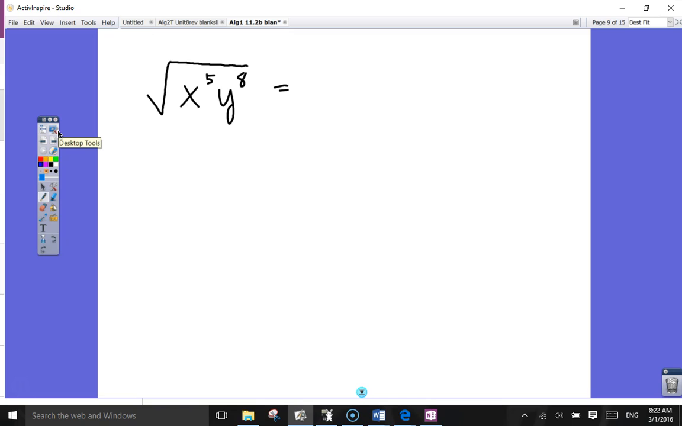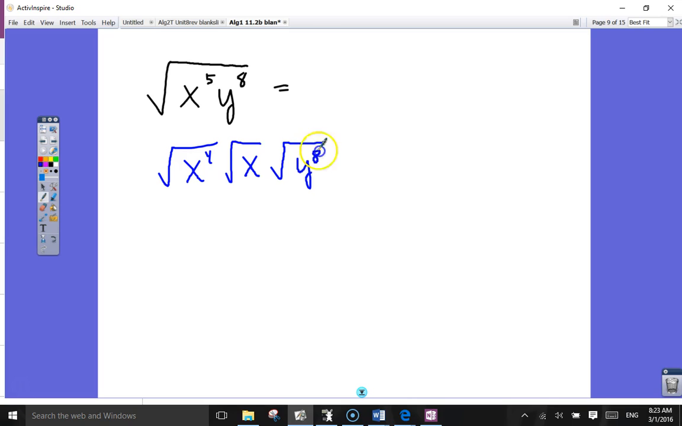right? How about this one? The square root of x to the 5th, y to the 8th. Which one of those do I need to split up so I can simplify part of it? Right? Which one has an odd exponent? X to the 5th, right? So how am I going to split that up so I can simplify some part of it? X to the 4th times square root of x, and then the square root of y to the 8th.